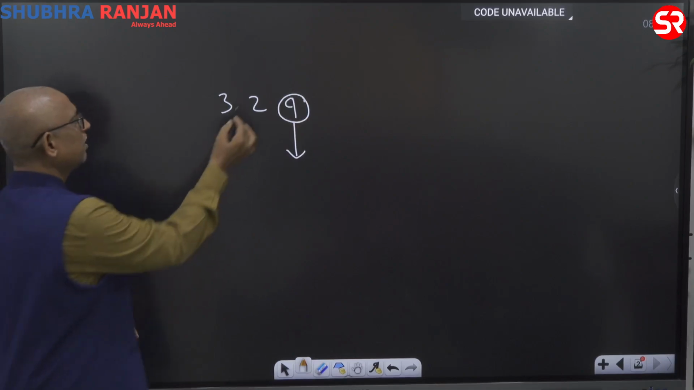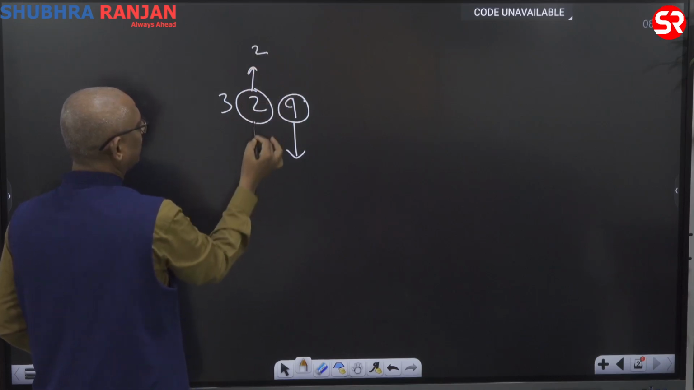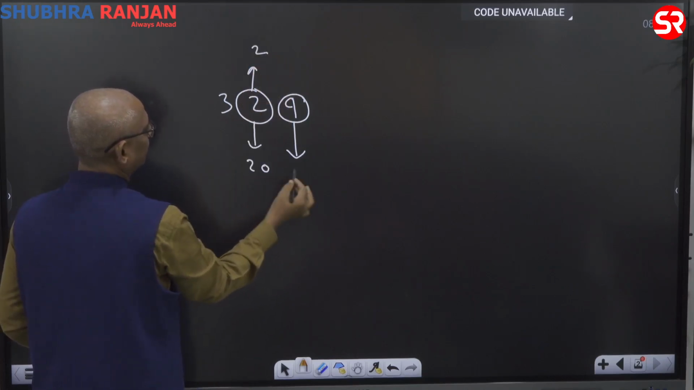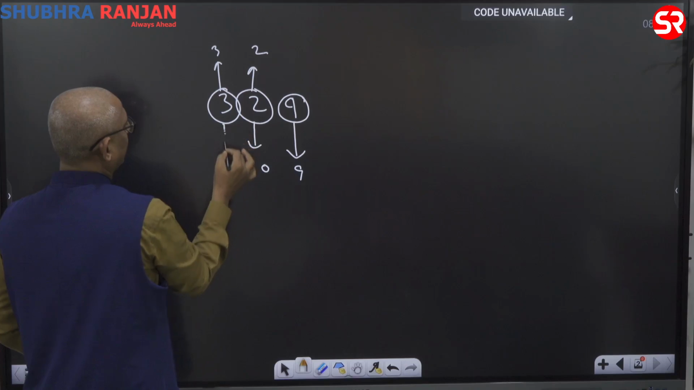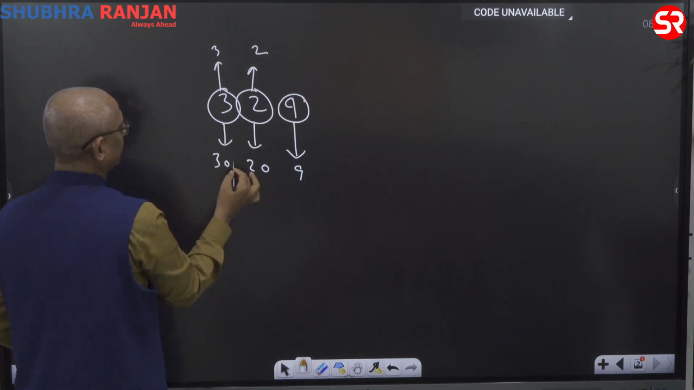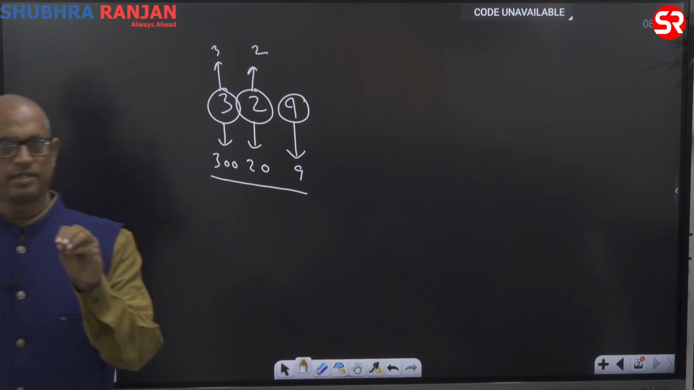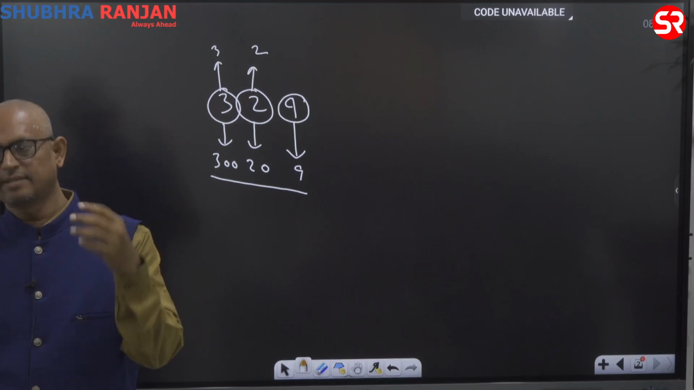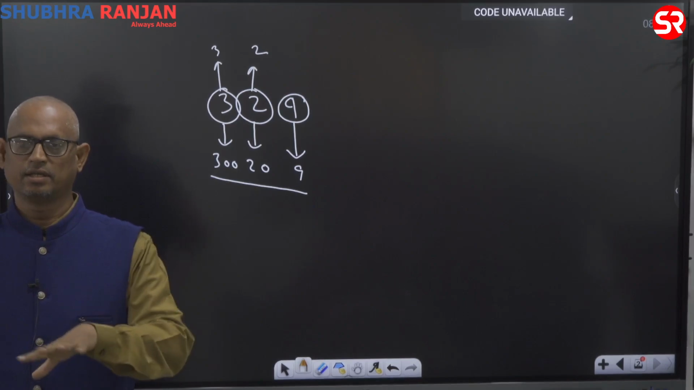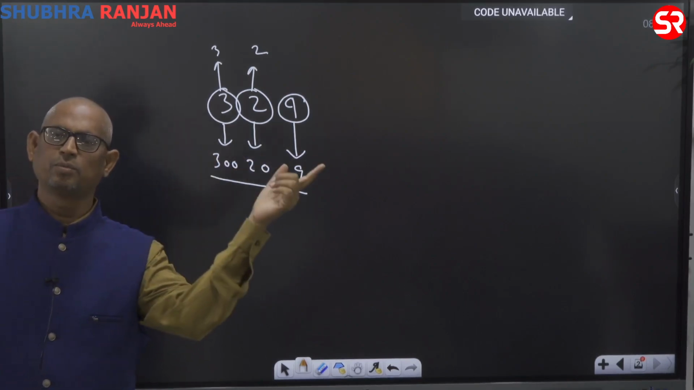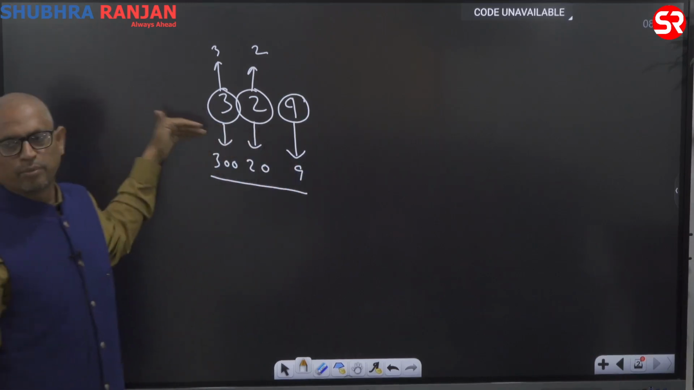And for the 2, the face value is 2 and the place value is 20. For the 3, the face value is 3 and the place value is 300. Wherever you go, your face doesn't change, but your place will change. That means your strength will increase. That's why place value is more important.